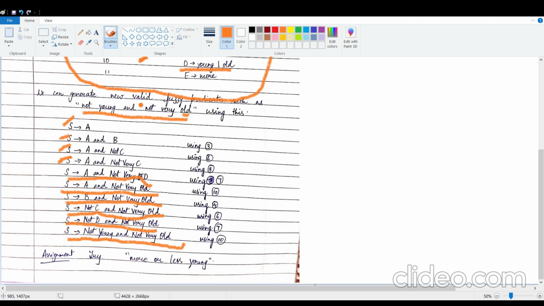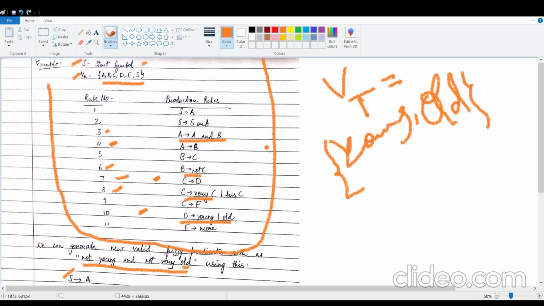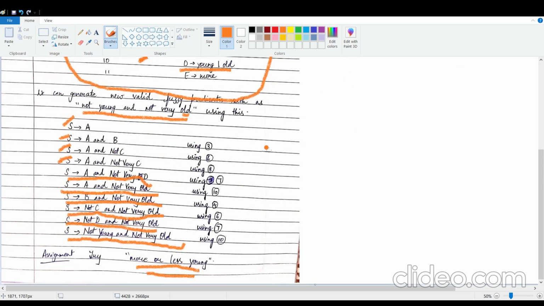So anyway, I'll finish up with a small assignment question. So I want you guys to try out this small exercise. Find out whether more or less young, whether this small fuzzy quantifier can fit into this grammar. So that will be your fifth question in assignment number 3.